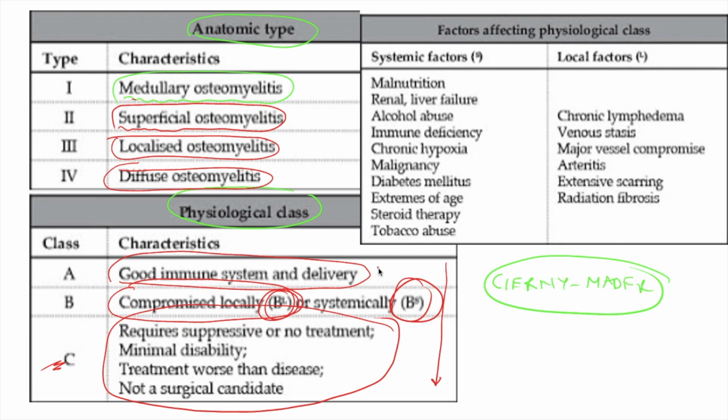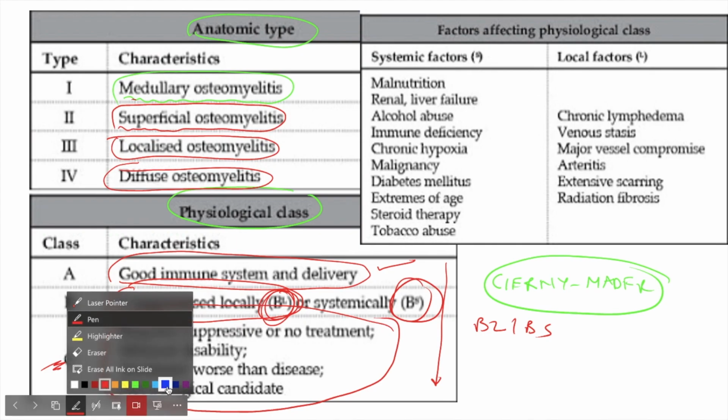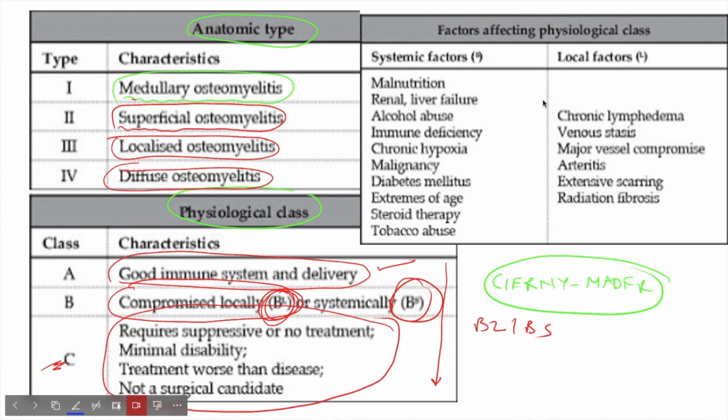Class A is where the host has a good immune response. Class B is locally or systemically compromised, BL or BS, and class C is where it is better not to treat the patient because the patient's systemic condition is so poor. The systemic factors which affect the class include, all of us know this, we have discussed, malnutrition, alcohol abuse, immunodeficiency, diabetes mellitus, and smoking. The local factors which can cause problems include lymphedema, venous stasis, peripheral vascular disease, major vessel compromise, arthritis, extensive scarring, or post-radiation. So these are local factors which affect the Cierney-Mader classification.